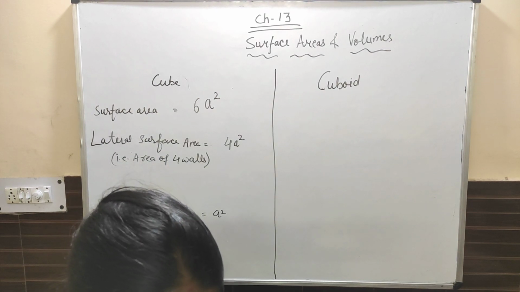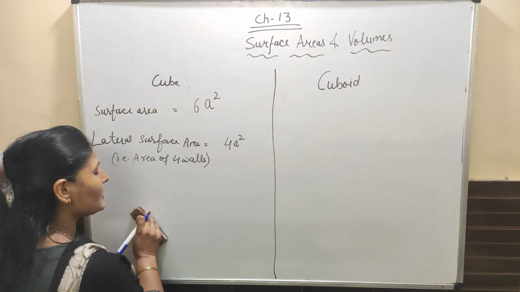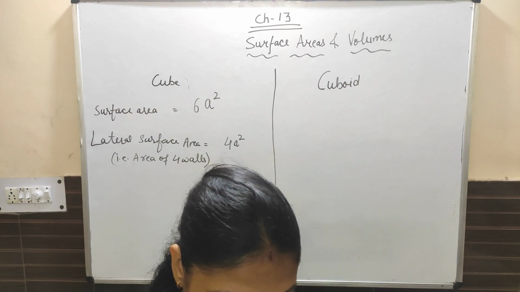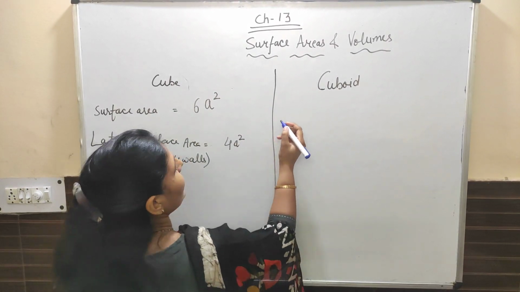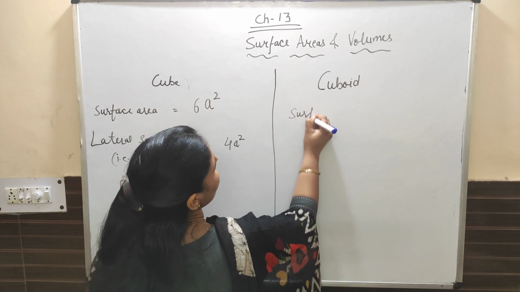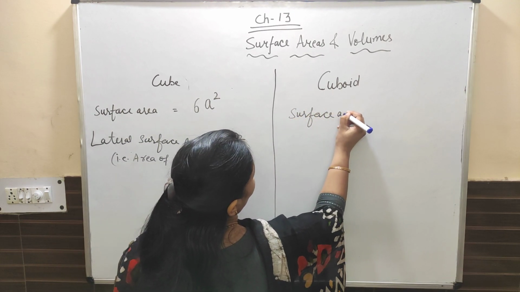Very good. Now we have to discuss the cuboid. This is our cuboid shape. Then what will be the surface area of a cuboid?